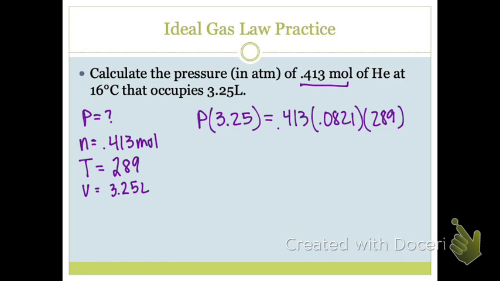What unit will our pressure value be in? Atmospheres, yep. Okay, and I know that because I chose to use this R value, which means my pressure has to be in atmospheres. So I got a pressure value around 3 atmospheres, really, 3.02 atmospheres.